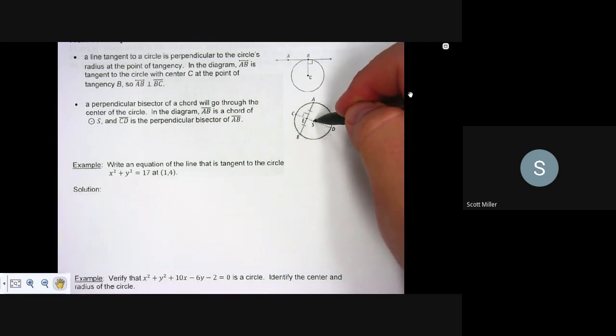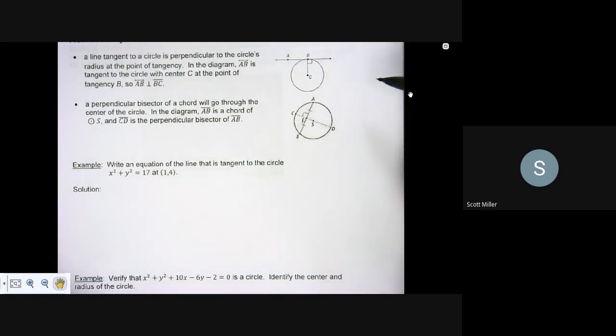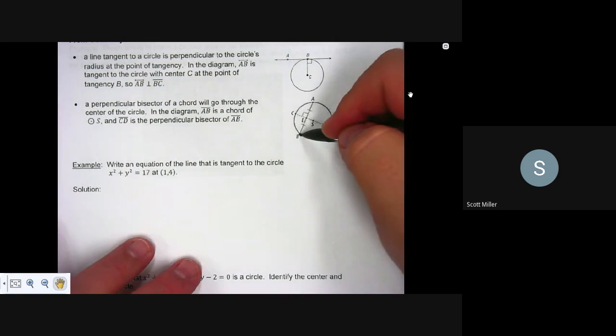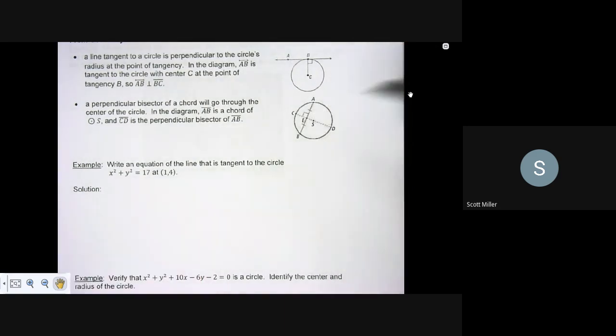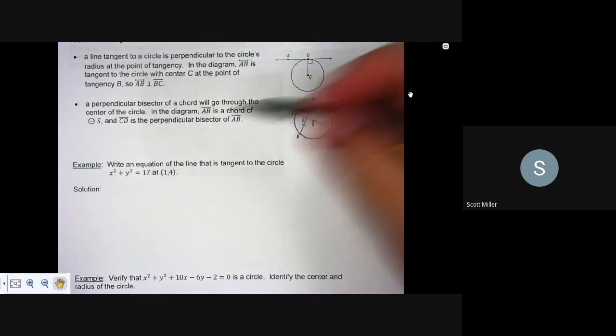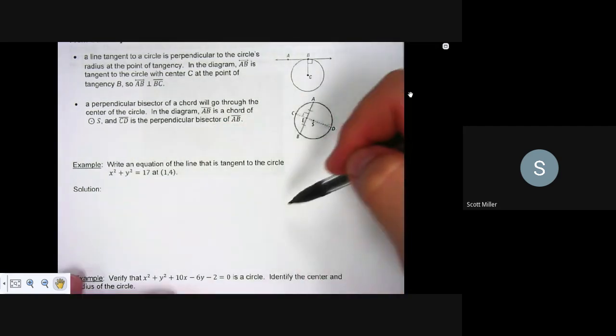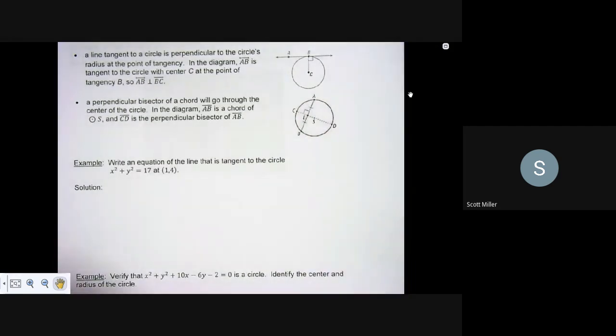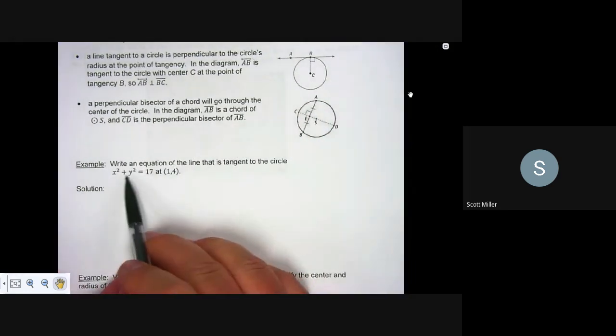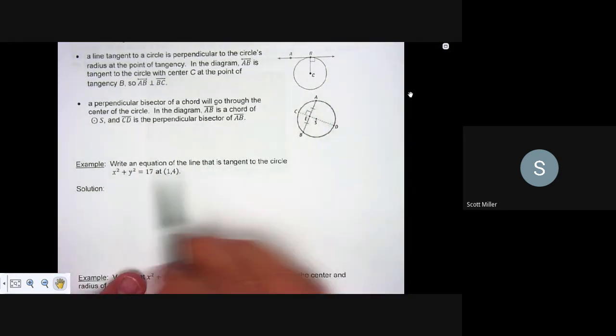And this is what they use to triangulate your position and stuff like that. So you have these 2 points, you do another chord, you do it again, and they're going to cross right at the center of the circle. And so I can use this again to help me answer questions about the tangent line or where the center is and things like that. So you write an equation of the line that is tangent to the circle at that point.